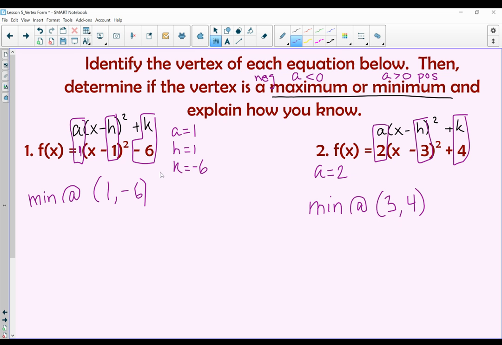And it's that simple. As long as you know the vertex form, A times x minus h squared plus k, then you should be good to go, determining if it's a minimum. Positive is a minimum, negative is a maximum, and where that vertex is occurring is based on your h and k values.